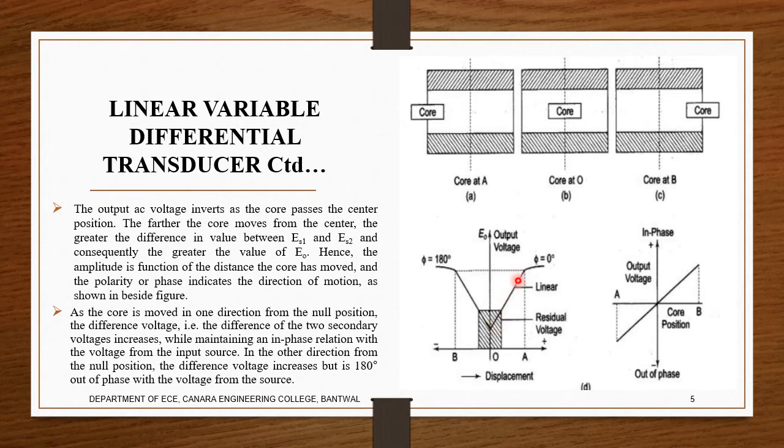How much flux is linking with the winding, that much voltage is obtained. So what is happening here? When the core is moving here, some voltage is generated, and also some voltage is generated at the winding S2. So it is trying to nullify S1 minus S2. When it comes exactly to A, the flux linking with S2 is very little there. The flux linking with S2 is less there.